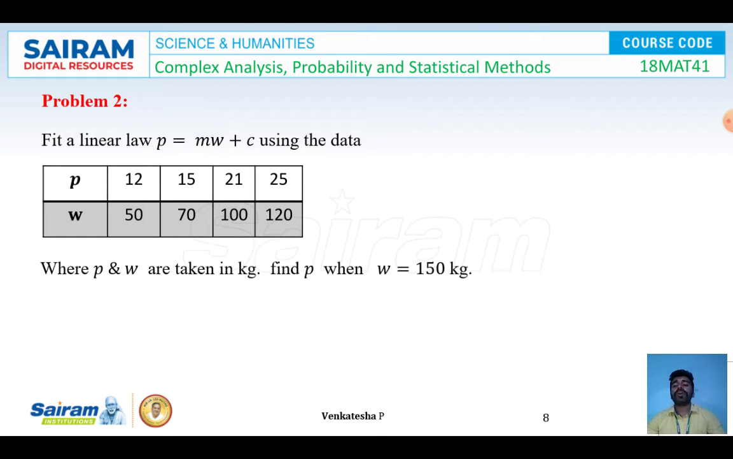Problem number 2. Fit a linear law P = mW + c using the data. P is given by 12, 15, 21, 25. W is given by 50, 70, 100, 120. In this equation, we can say that P is a dependent variable and W is an independent variable. We have to find the value of P when W is equal to 150. In this data, P and W have been given in terms of kg. Now the first thing is we have to frame the normal equations for the above equation P = mW + c.